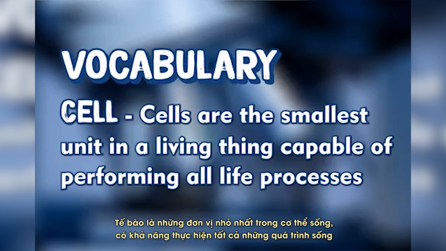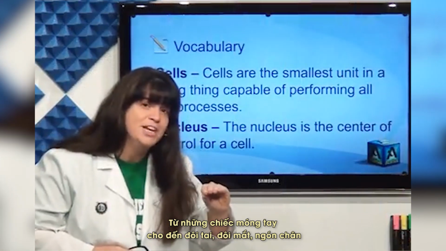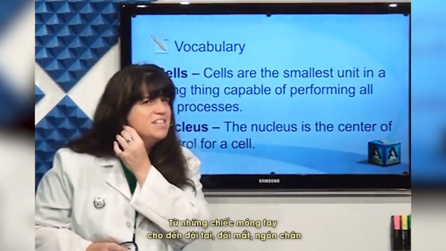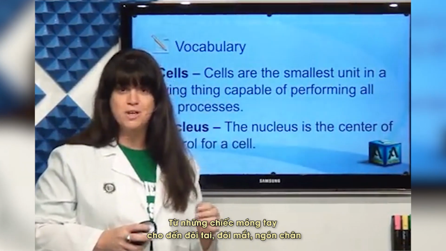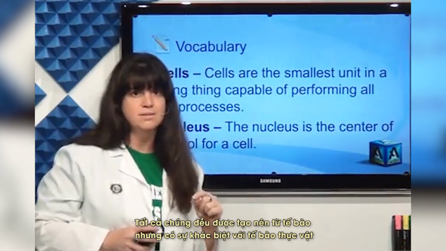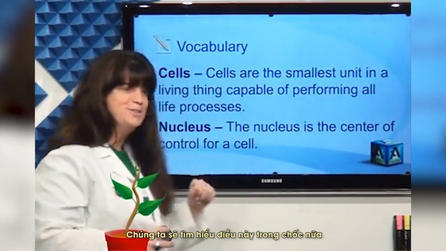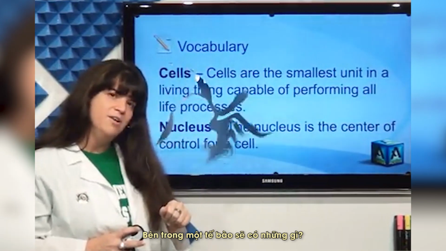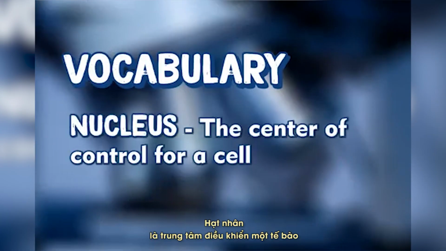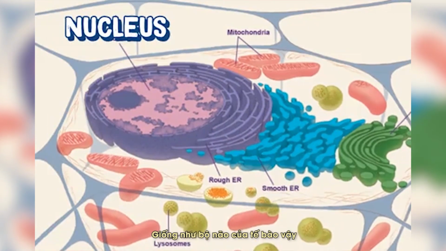Cells are the smallest unit in a living thing, capable of performing all life processes. From the nails on your fingers, to the little tiny bits on your ear, to your eyes, to your toes. Those are all made of cells, different cells. And just like our plants, and we're going to talk about those in a moment, all made of cells. What's inside that cell is a nucleus. The nucleus is the center of control of a cell. Okay, it's like the brain of a cell.